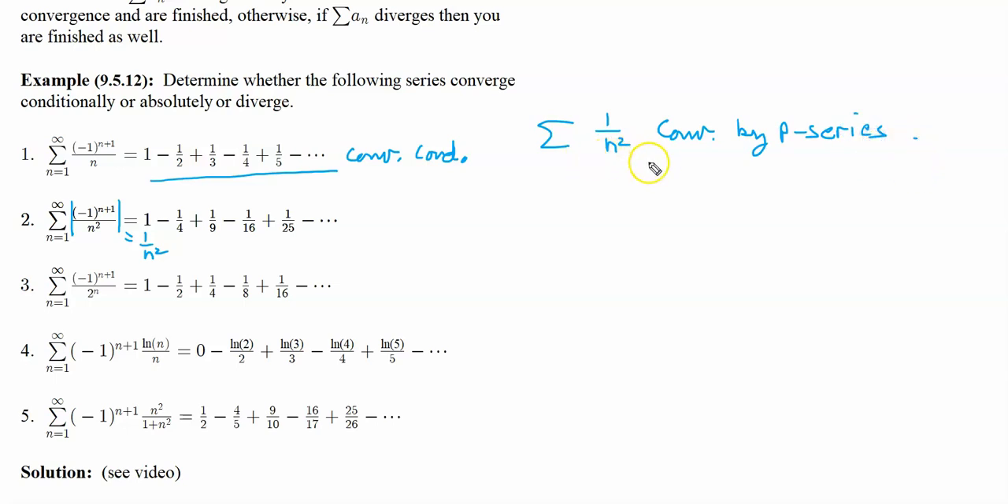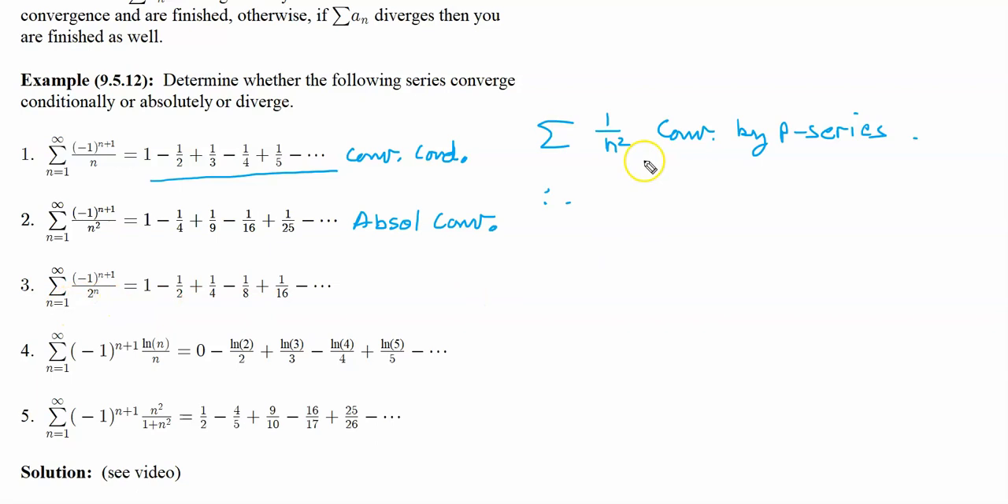And so since this converges, so does this series without the absolute values as well, by what we've just looked at. And so therefore we have absolute convergence for this series. Okay. Now let's take a look at this one.